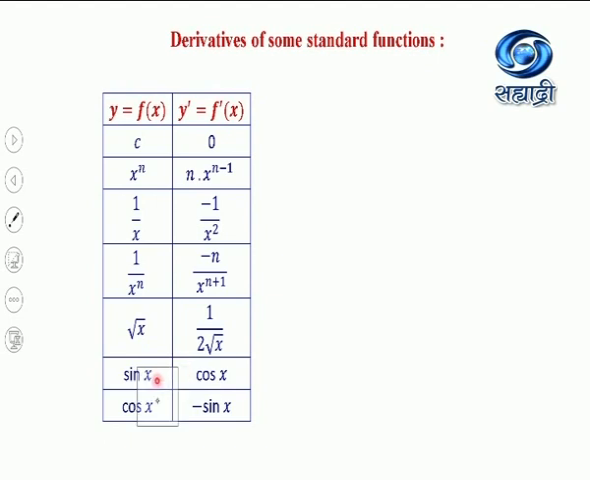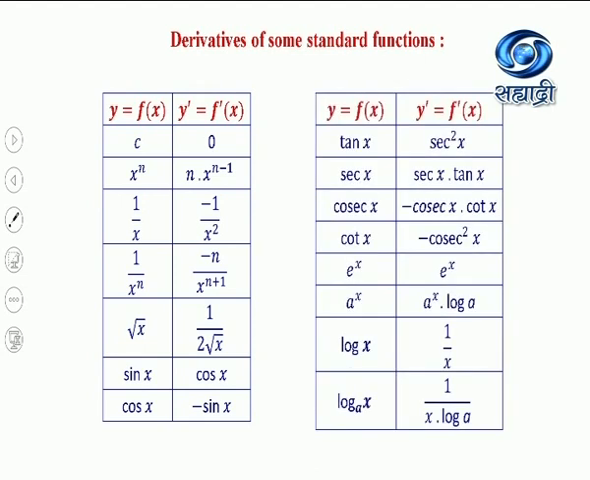Here function is sin x. Then we say that its derivative is cos x. And if function is cos x, then its derivative is minus sin x. Now, we consider remaining functions. Here derivative of tan x is sec square x. Derivative of sec x is sec x tan x. Similarly, derivative of cosec x is minus cosec x cot x. Now the function is cot x, then its derivative is minus cosec square x.